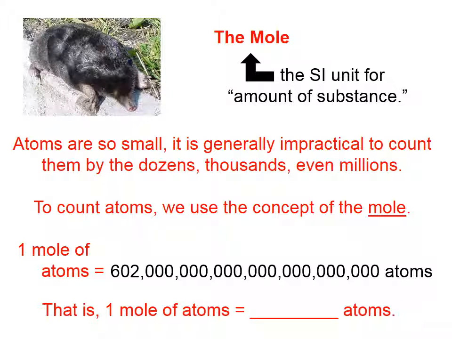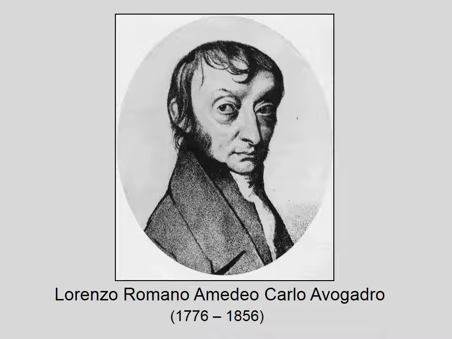Of course, it's much easier to write this number in scientific notation: 6.02 times 10 to the 23rd. And this number has a name. It's called Avogadro's number. And here is a portrait of Lorenzo Romano Amadeo Carlo Avogadro. Perhaps not the handsomest of fellows, but certainly his number is extremely important to chemists.